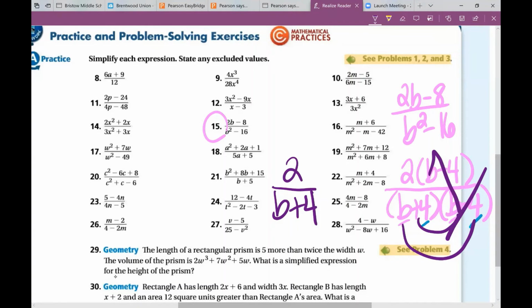And then lastly, we need to check to see if every answer would work. Well, remember I said in example 1 that you cannot have a denominator of 0. So what would make this denominator equal 0? Well, that would be if b equaled negative 4. So b cannot equal negative 4. So there's your final answer: 2 divided by b plus 4. b cannot equal negative 4.